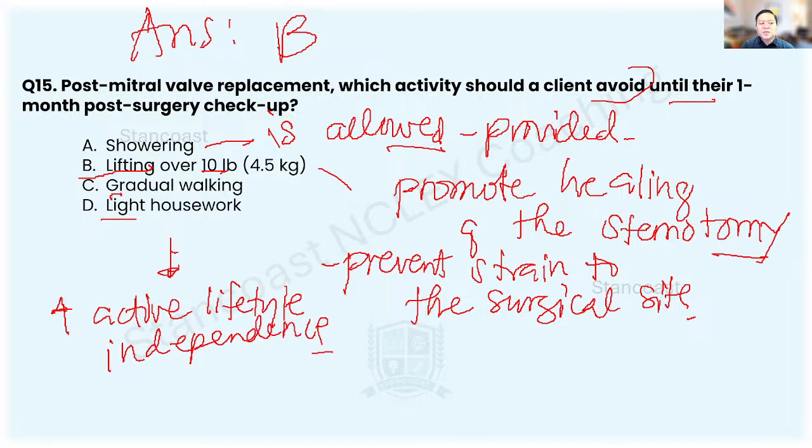So here, our goal for this test question is to avoid any of those choices that are not supposed to help the patient's recovery. Again, lifting heavy objects is highly contraindicated, and we have that information about the weight, at least 10 pounds or 4.5 kilograms. Any activity that can cause strain to the heart or the surgical site needs to be avoided.